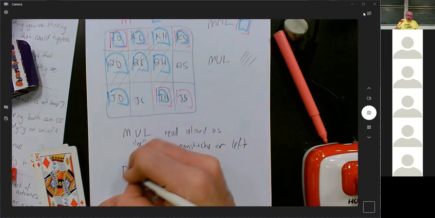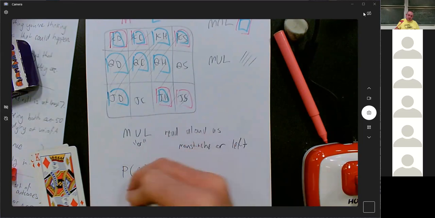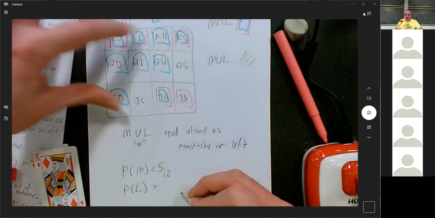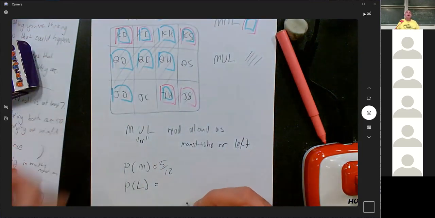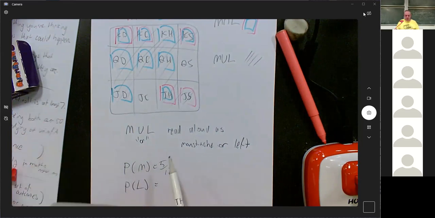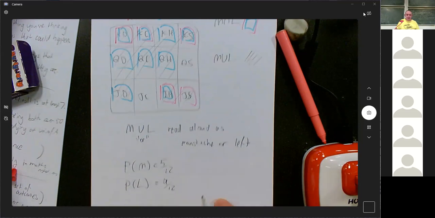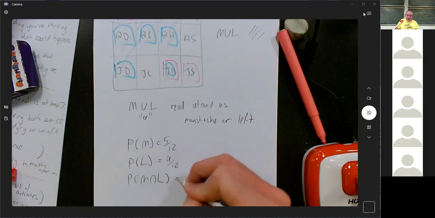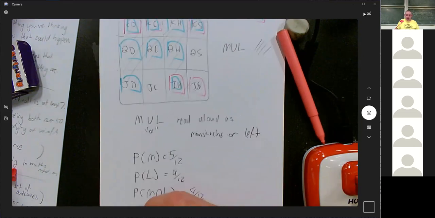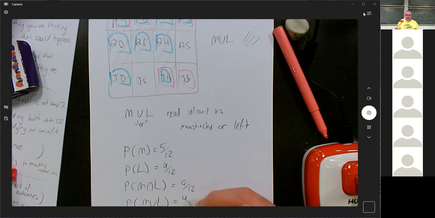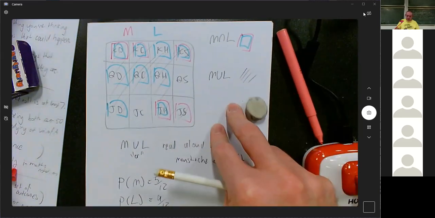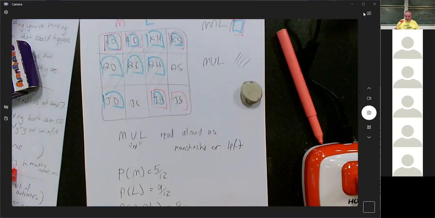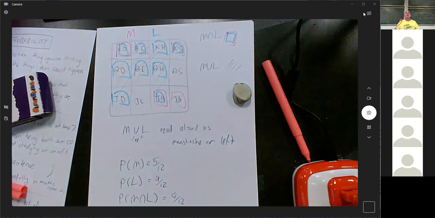And so I've got that the probability of M was 5/12, and the probability of L was 1, 2, 3, 4, 5, 6, 7, 8, 9. I must have missed one before. I really thought I had them all. Anyway, it is 9/12 now, and the probability of M intersection L is 4 of them, and the probability of M union L is 10 of them. Is that right? Yeah. Something like that, according to this picture so far. Because there's only 2 that are missing and there's 12 total.